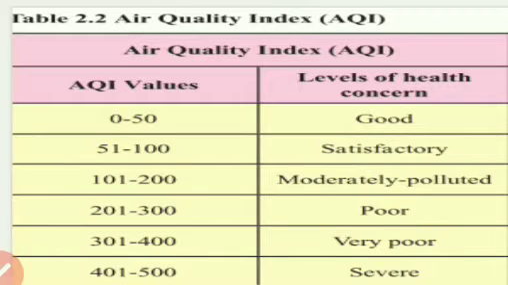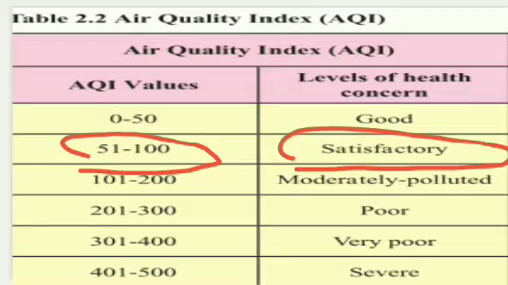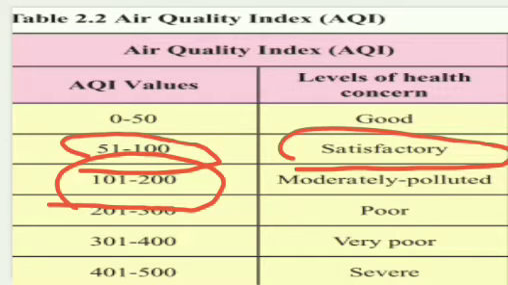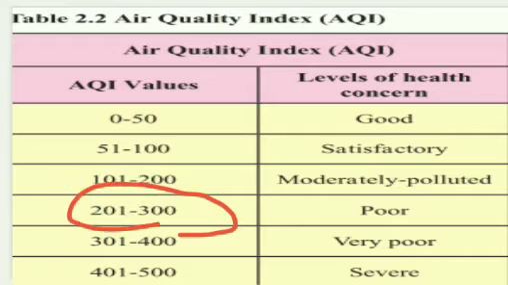So let us talk about air quality index values and the level of health concern. If the value of air quality index is between 0 to 50, then the atmosphere in our area is good. If the value of AQI is between 51 to 100, then the atmospheric conditions are satisfactory. For values between 101 to 200, atmosphere is moderately polluted. For values between 201 to 300, atmosphere is poor.